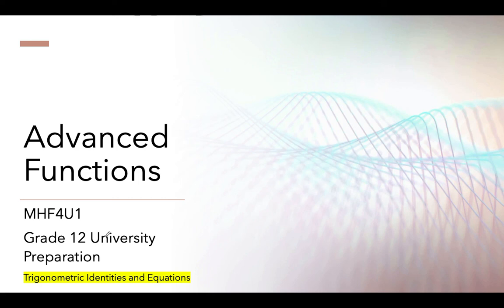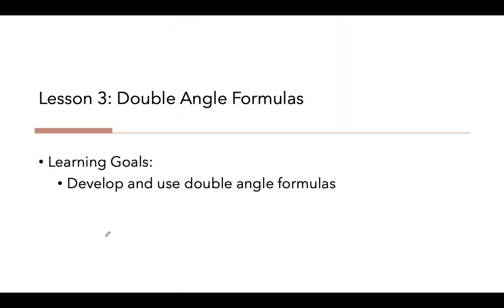Welcome back again to Advanced Functions, MHF4U 1. This is the Trigonometric Identities and Equations chapter. In this lesson number 3, we are going to develop and use double angle formulas.